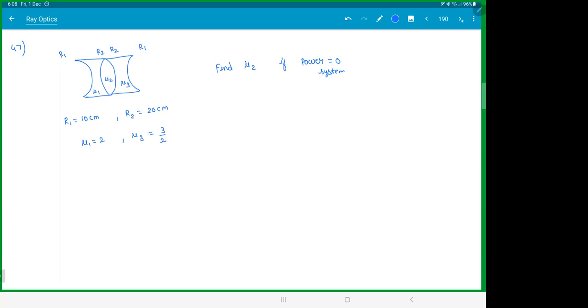Thirteen by two. Let's see. First one, focal length 1 by f1, 2 minus 1, 1 by 10. So that is 3 by 20. That is 20 by 3 centimeters. So 3 by that is 300 by 20. That is 15 diopters, with a minus sign.